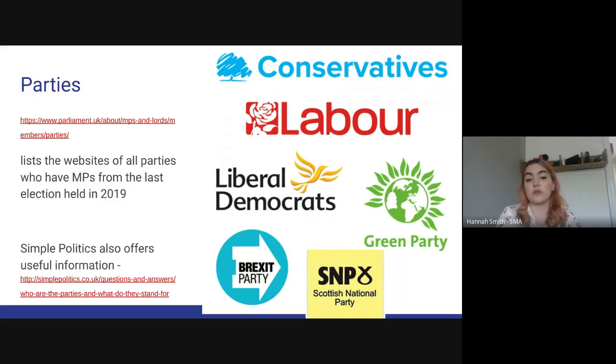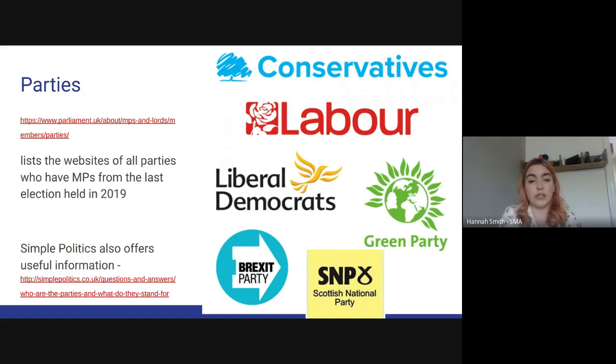One of the tasks you've got to do is go and have a look into the main political parties. So you've got the Conservatives, usually blue, Labour Party, red, Lib Dems or Liberal Democrats in orange, Green Party, SNP in yellow, and the relatively newly formed Brexit Party.